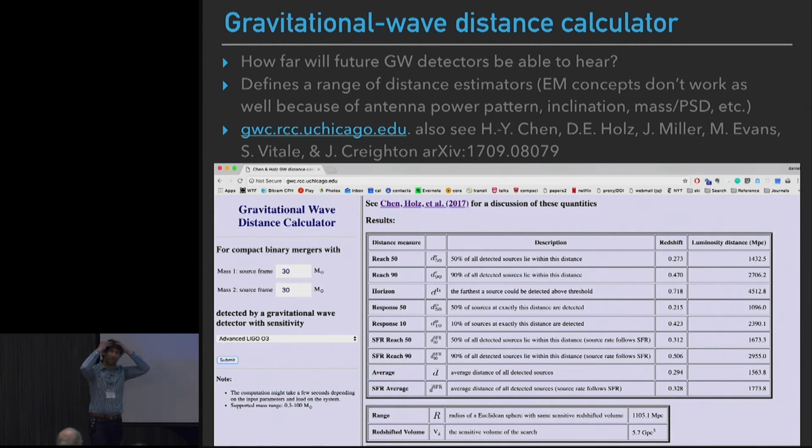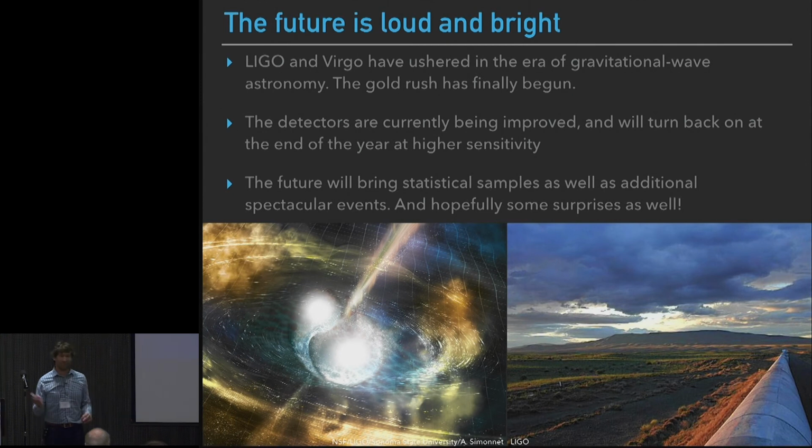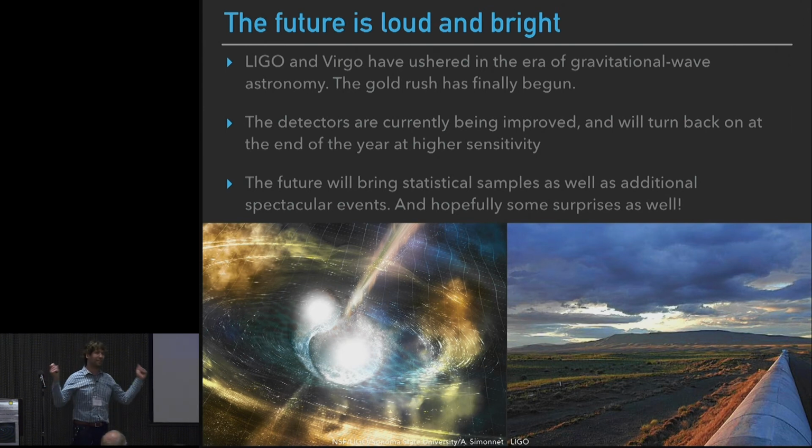So if you're wondering how far would I see a 50-50 in O3 or design or whatever it is, you can just go to this calculator, hit a button, and it'll give you all the things. The sensitive volume, anything you'd want to know is all laid out there. So I encourage you to play around with it. It's kind of fun once you start playing with it. OK, so I'll end there. It's just the very beginning. There really is this gold rush. I think you get this sense that people are pretty excited. It's only going to get better. OK, I'll stop there.